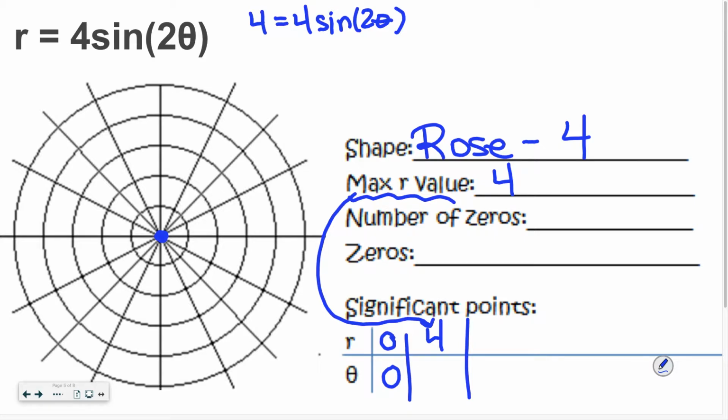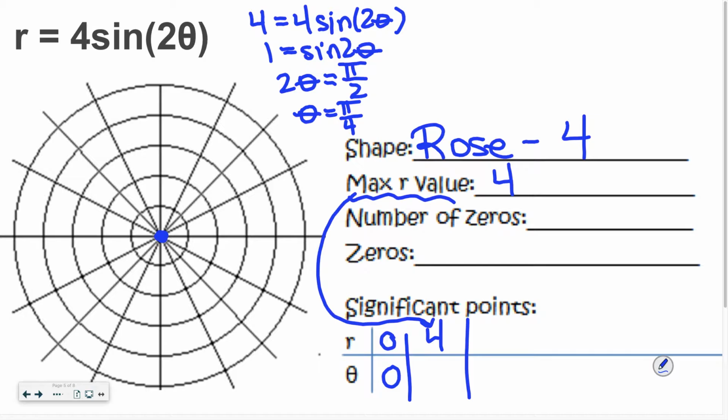This is going to happen every time you have a sine rose curve. You're going to start at the pole and you're going to have to determine where that first petal is. Well, it's really not that bad. When we divide by 4, we get 1 equals sine of 2 theta. We know that sine is equal to 1 at pi over 2. So now we can divide the coefficient of theta over to get pi over 4.